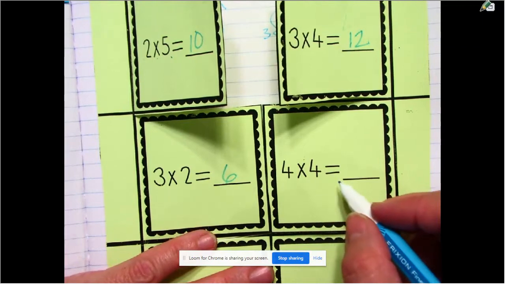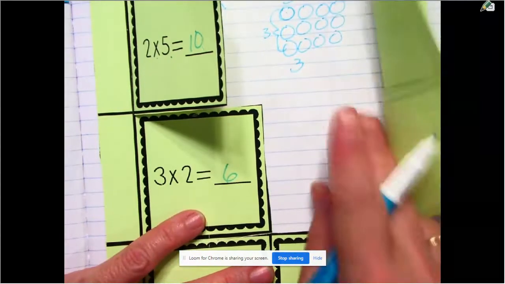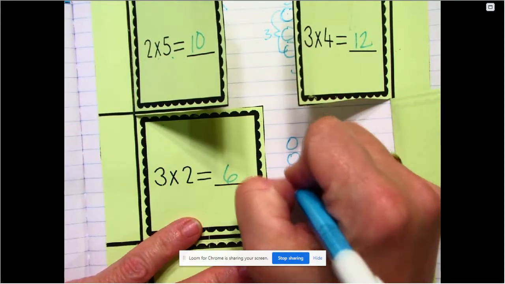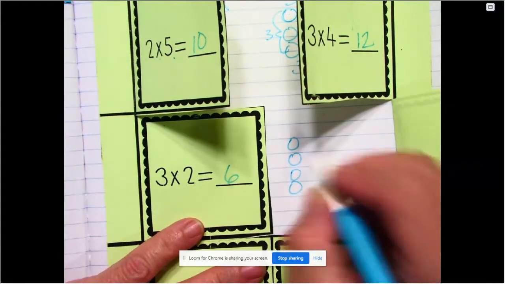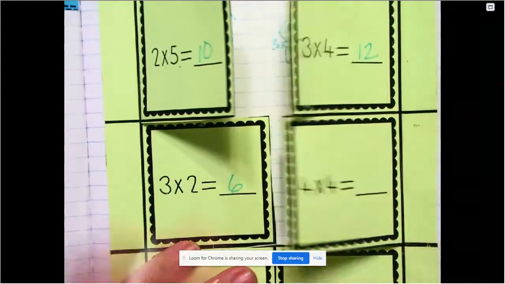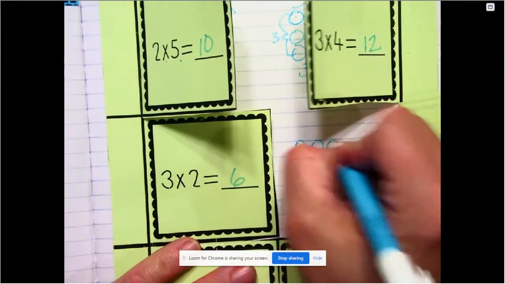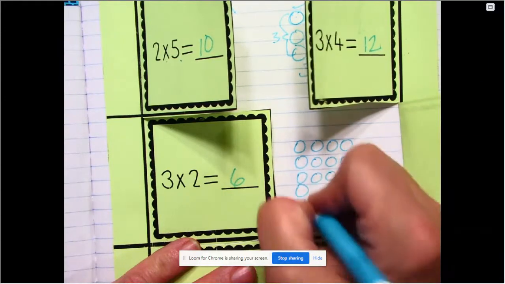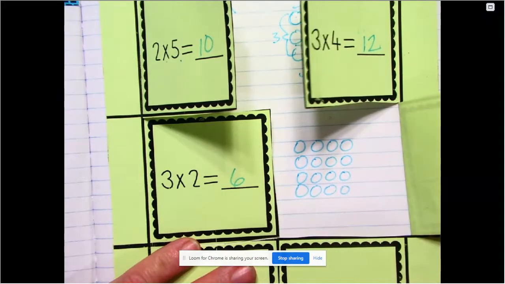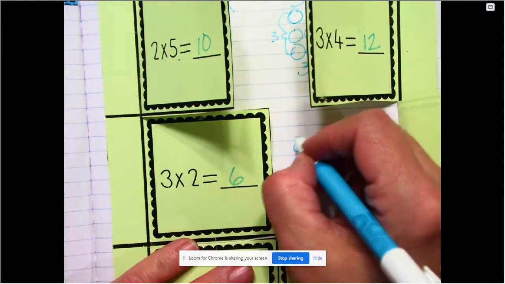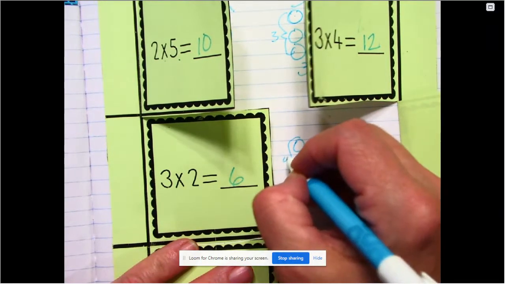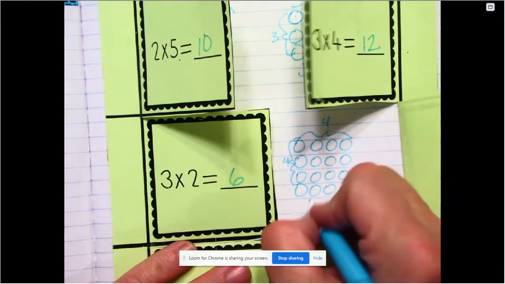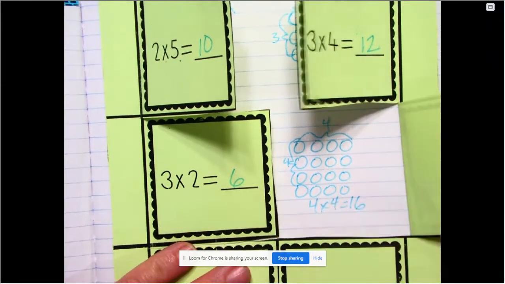4 groups of 4 is equal to what? Okay. So we have 1, 2, 3, 4. And 1, 2, 3, 4. 1, 2, 3, 4. 1, 2, 3, 4. 1, 2, 3, 4. Okay, there's our array. We have 4 and 4. 4 groups of 4 equals 16.